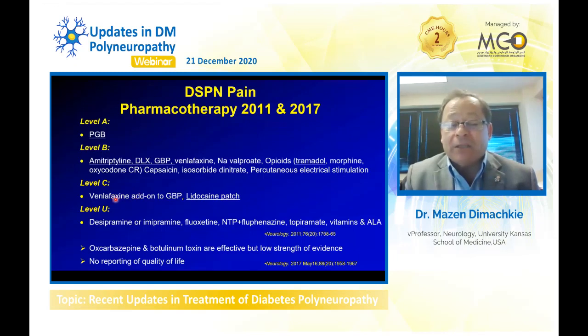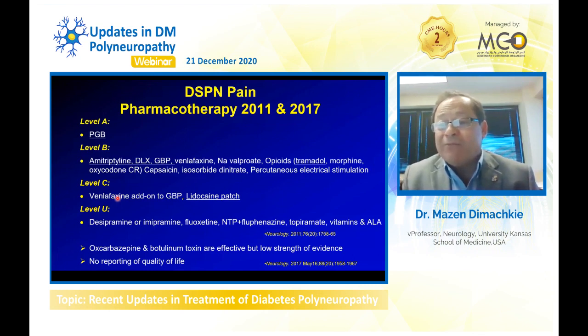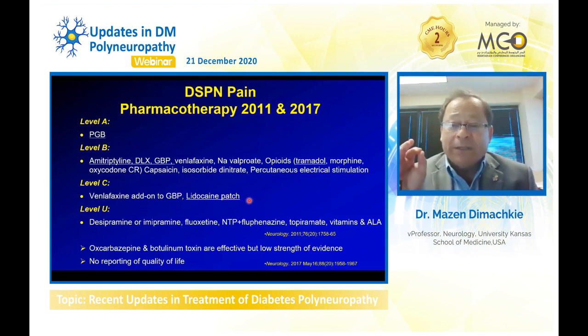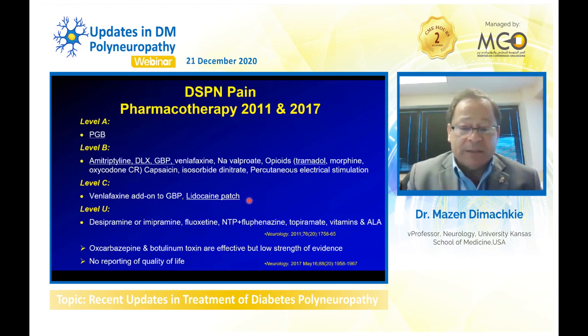There's some evidence of combining two drugs with a different mechanism of action. Gabapentin, a modulator of the alpha-2 delta subunit of the presynaptic calcium channel at the level of the dorsal horn, combining that with venlafaxine, a serotonin norepinephrine reuptake inhibitor. Lidocaine patch, I find it to be very useful in elderly folks that are sensitive to medication. Topical agent, especially when the pain is very localized to the feet. And there's some that we don't know if they work or not.